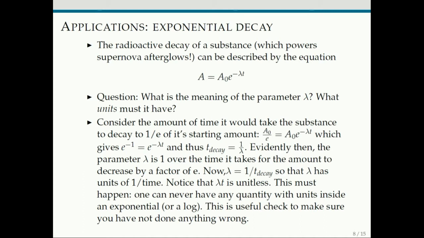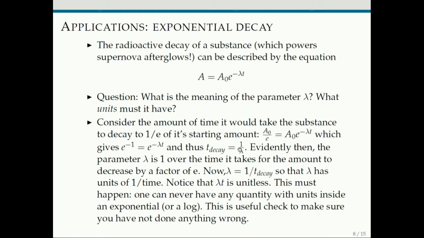To answer this question, consider the amount of time it takes for the substance to decay to 1 over e of its starting amount. That is, A is A0 over e. And we set that equal to A0 e to the minus lambda t. We can cancel the A0s, because they're the same on both sides, and then we remember that 1 over e is nothing more than e to the minus 1. Setting these equal, we must have that the exponents are equal, so 1 is equal to lambda t, or the t decay is 1 over lambda. So the parameter lambda is nothing more than 1 over the time it takes for the amount of matter to decrease by a factor of e.